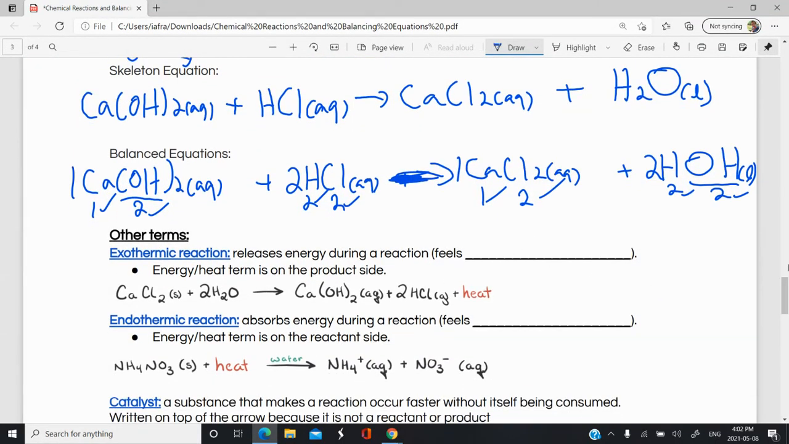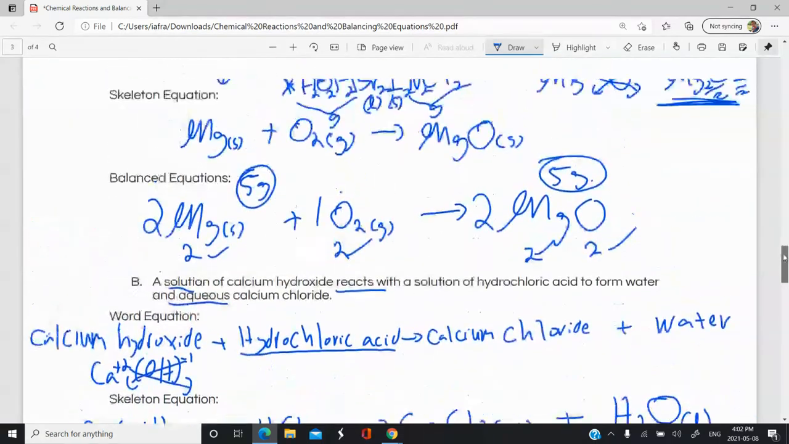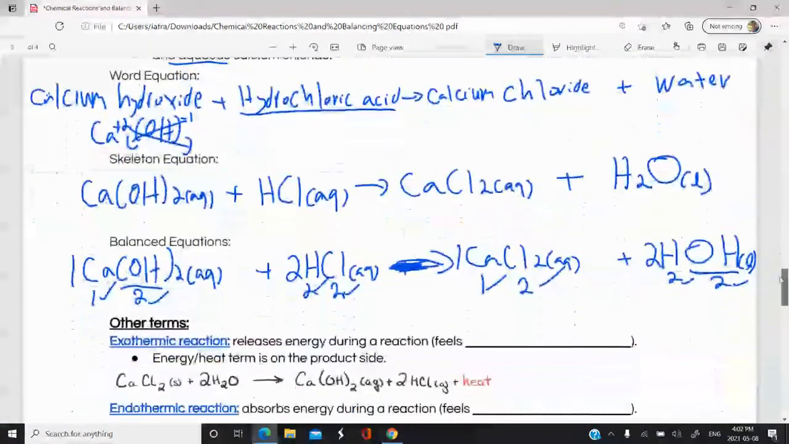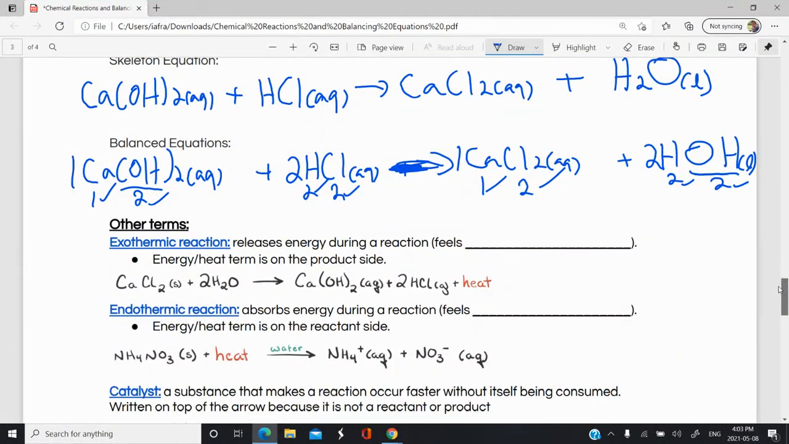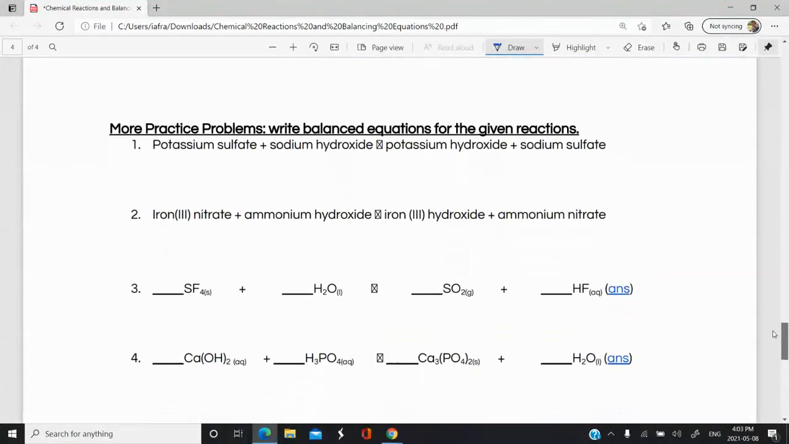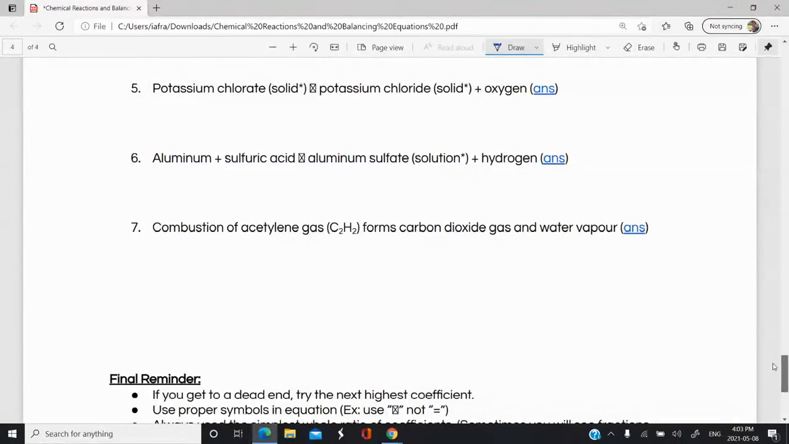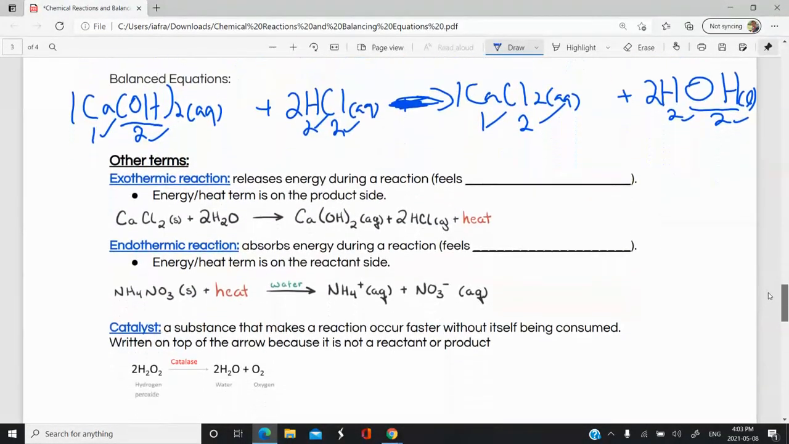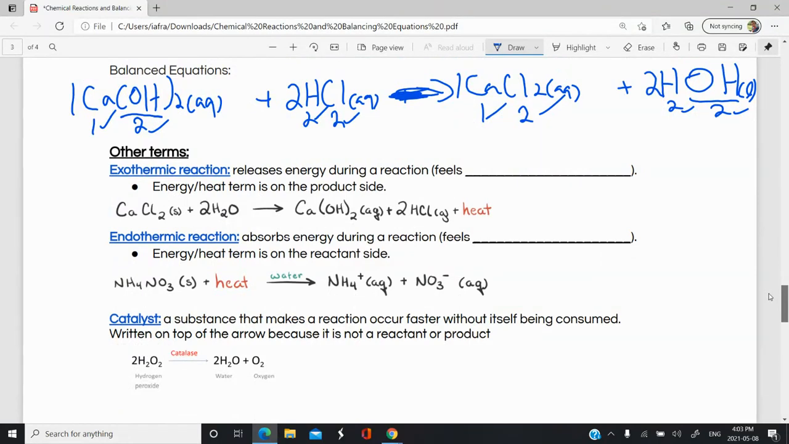So you should do some practice problems with writing out skeleton, word, and balanced equations. Make sure you know how to identify the states. There's a variety of practice problems that you can try on this page over here, and the answers are all included as you attempt them. I do want to go over a few more terms before we finish off, and it's just three more terms that pertain to reactions.